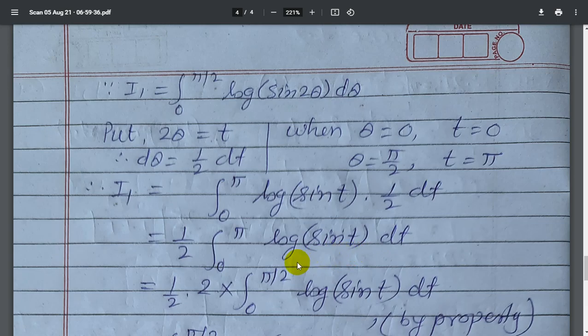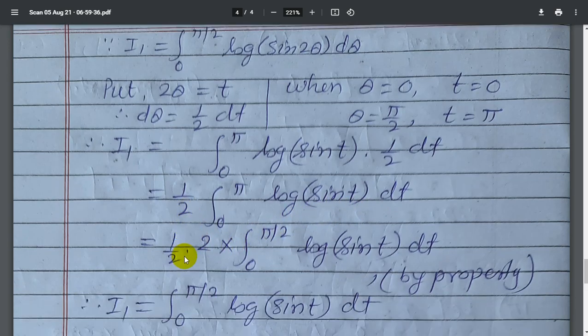So using a property again, half as it is, 0 to pi becomes 2 into integral 0 to pi by 2 of log of sin t dt, because log of sin of pi minus t is sin t only. Here the integral becomes twice but the limit becomes half, by property. The limit goes from pi to pi upon 2. You can check here. So I1 equals half into 2 into integral 0 to pi by 2 of log of sin t into dt, by property.